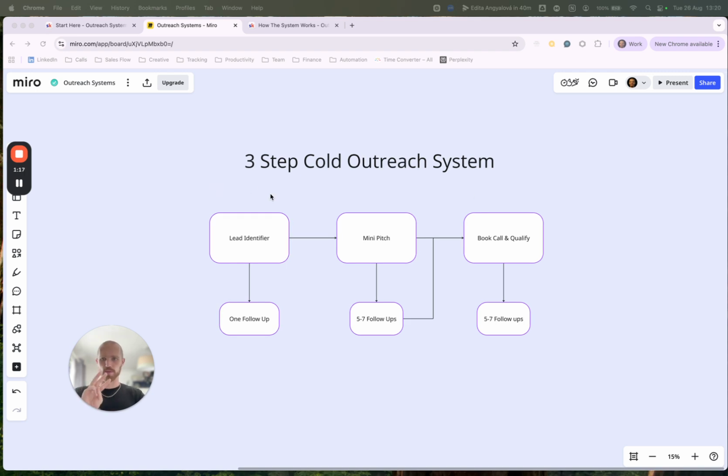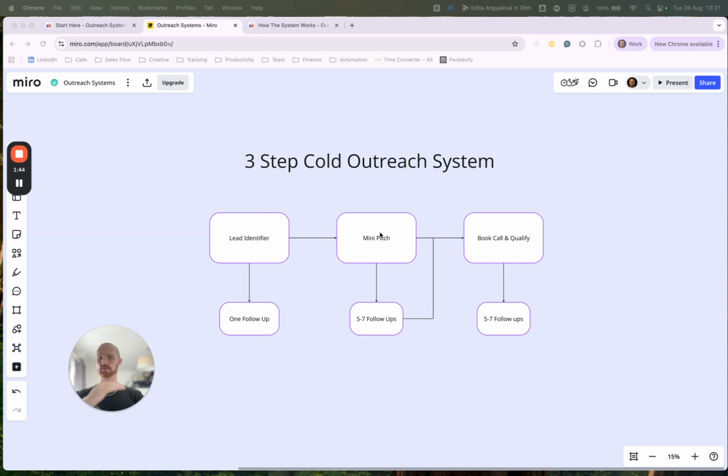All right, so again, we've got three steps in the system, and they're just steps of DMs, right? So the first DM is a lead identifier. The only goal is to identify that person as a lead, okay? So we just ask a question, could potential thing be useful for you, essentially, right? If that person says yes, and they're essentially giving you permission, then you do your mini pitch, okay?